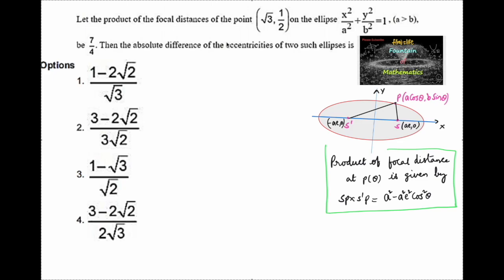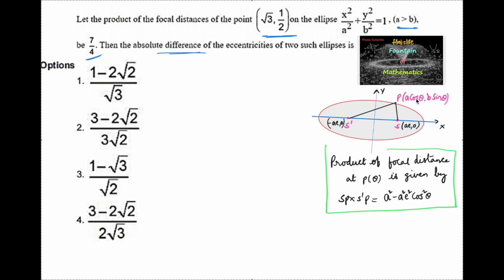Let the product of focal distances of the point (root 3, 1 by 2) on the ellipse, the standard form of ellipse x square upon a square plus y square upon b square is equal to 1, where a is greater than b, be 7 by 4. Then find the absolute difference of the eccentricities of two such ellipses.